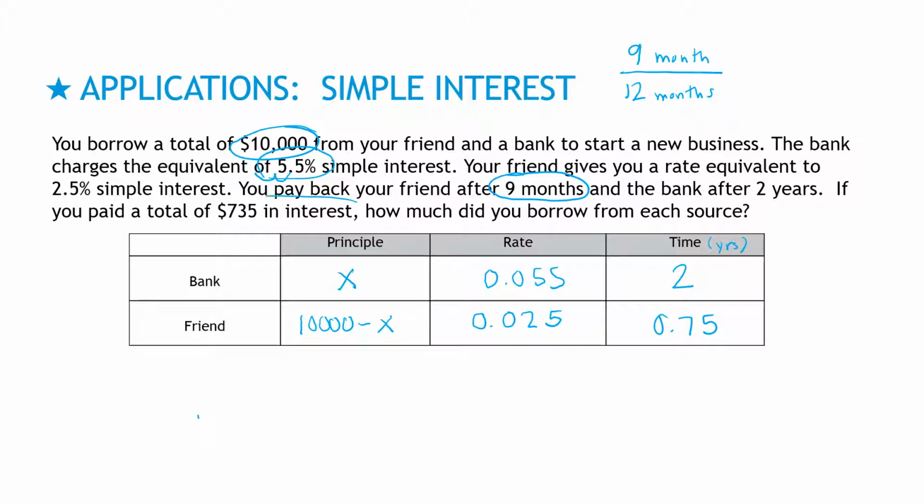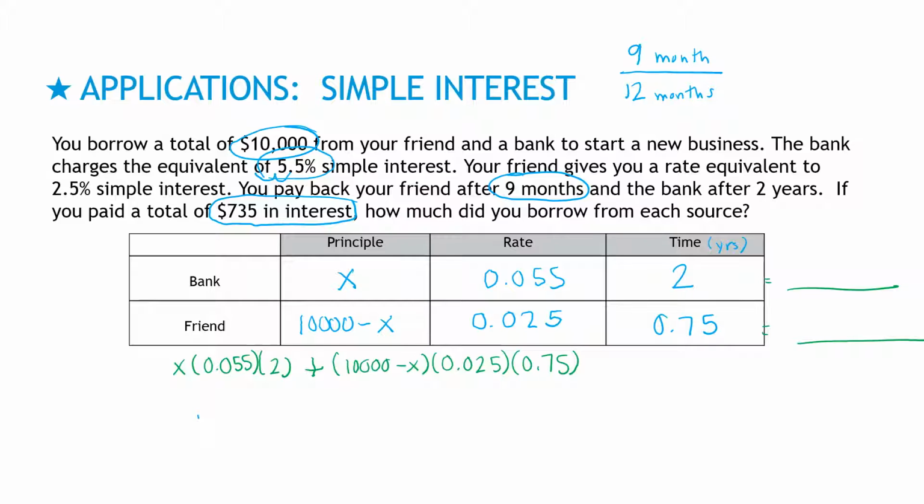Again, we're given 735 total in interest, so I'm going to do this exactly like I did the last one. I'm going to take x times 0.055 times 2, which is the interest from the bank. I'm going to add to that, and make sure it's in parentheses, 10,000 minus x times 0.025 times 0.75. And that is the interest from the friend, and the total interest is 735.